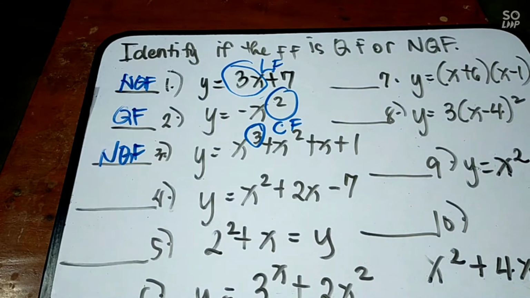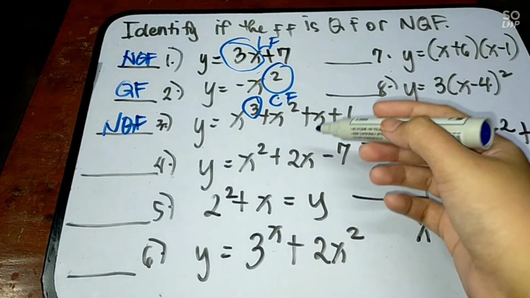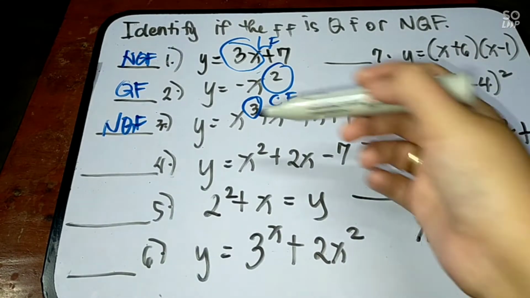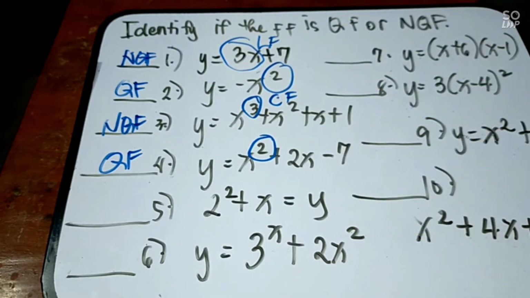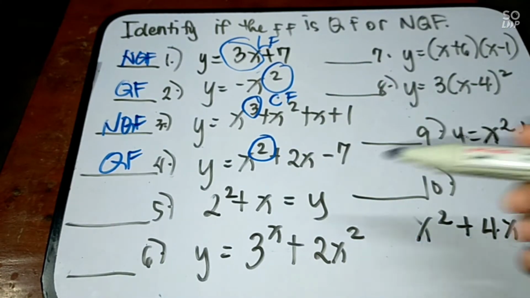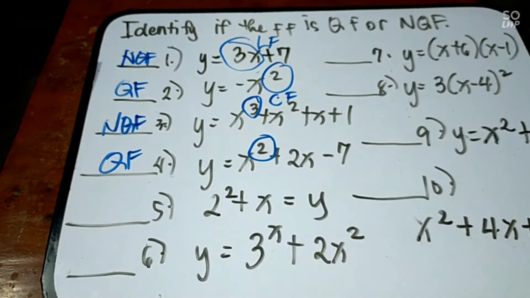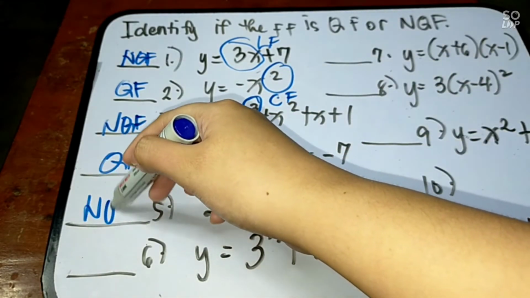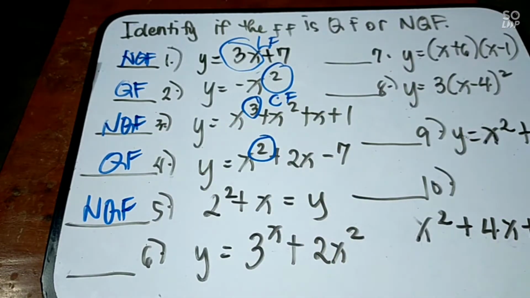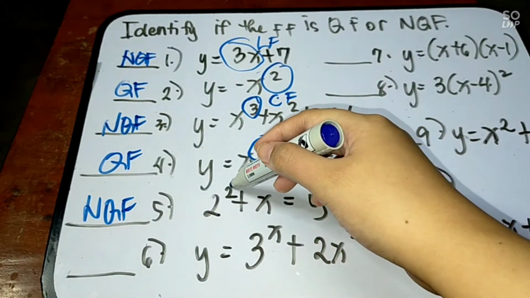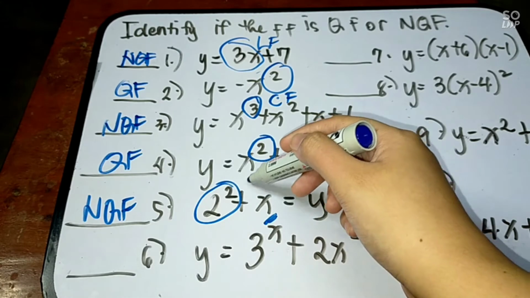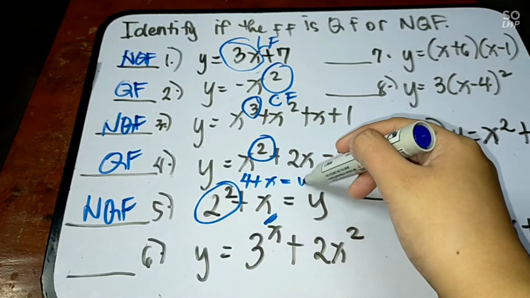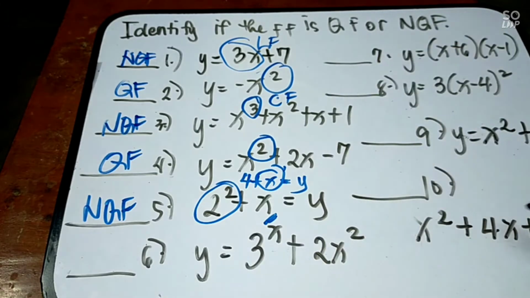Okay? Number 4. y is equal to x squared plus 2x minus 7. So, this one is a quadratic function kasi ang pinakamataas na exponent mo is 2. That is it. Number 5. 2 squared plus x is equal to y. So, this one is not a quadratic function. Bakit hindi? Kasi, yung exponent niya ay nasa number, not in the variable. So, pag ito ay inyong sinimplify, magiging 4 plus x equals y. So, ang highest exponent mo pa rin is 1. So, therefore, this one is a linear function.